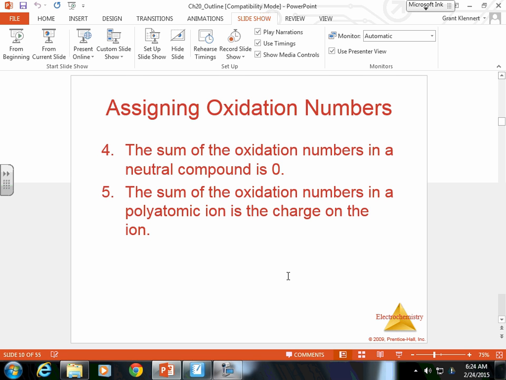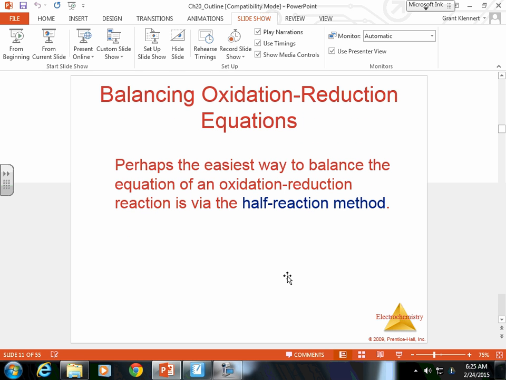Continuing with our oxidation sum, the sum of oxidation numbers in a neutral compound is 0. That seems to make sense. And number 5, the sum of oxidation numbers in a polyatomic ion is the charge of the polyatomic ion. So for example, phosphate is PO4 minus 3. The oxidation number of phosphate is minus 3. Sulfate, SO4, oxidation number for sulfate is minus 2, since sulfate has a charge of minus 2.